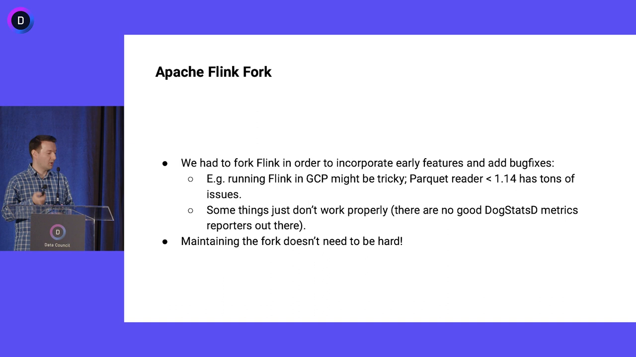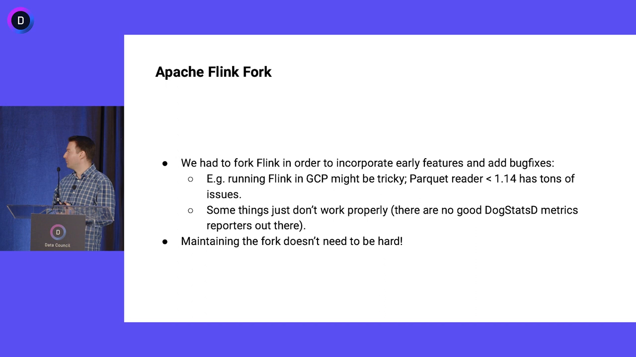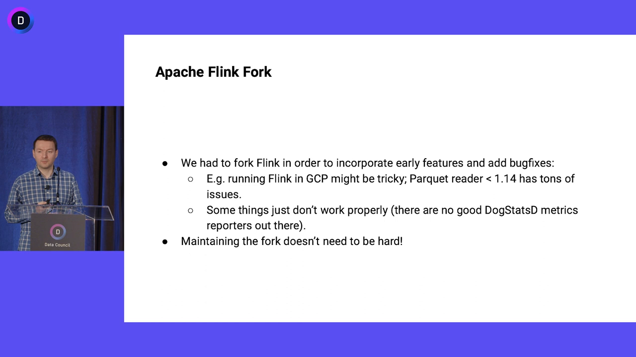Things like the Parquet reader, before 1.14, had lots of issues. Things like big decimals, of course, microseconds, it just wasn't dealing with those really well. And some things just don't work properly, like the StatsD metrics reporter, we had to implement a custom one, and some other minor improvements. And I mentioned it looks scary, but it shouldn't be that scary.